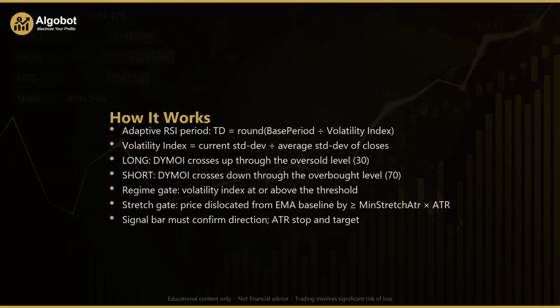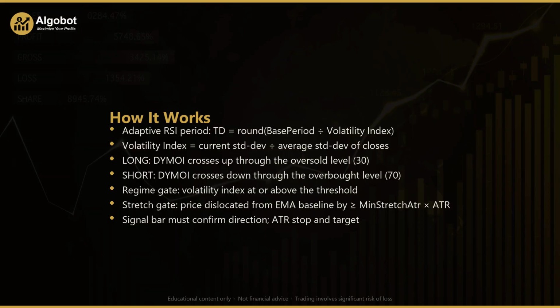For a long, the strategy detects the DYMOI crossing up through the oversold level of 30, turning back from exhaustion. For a short, it detects the DYMOI crossing down through the overbought level of 70. But a cross alone isn't enough. Two guards must also agree.